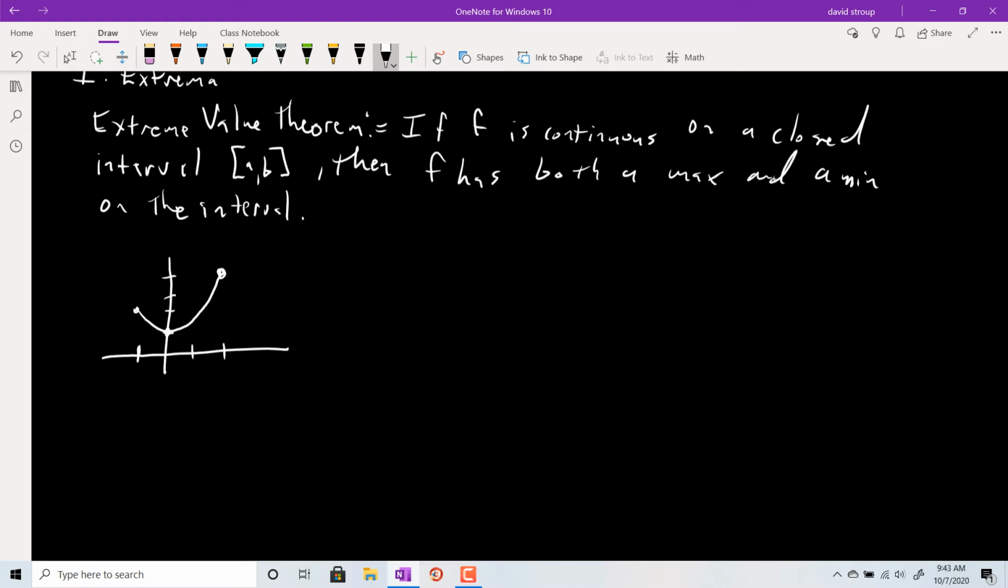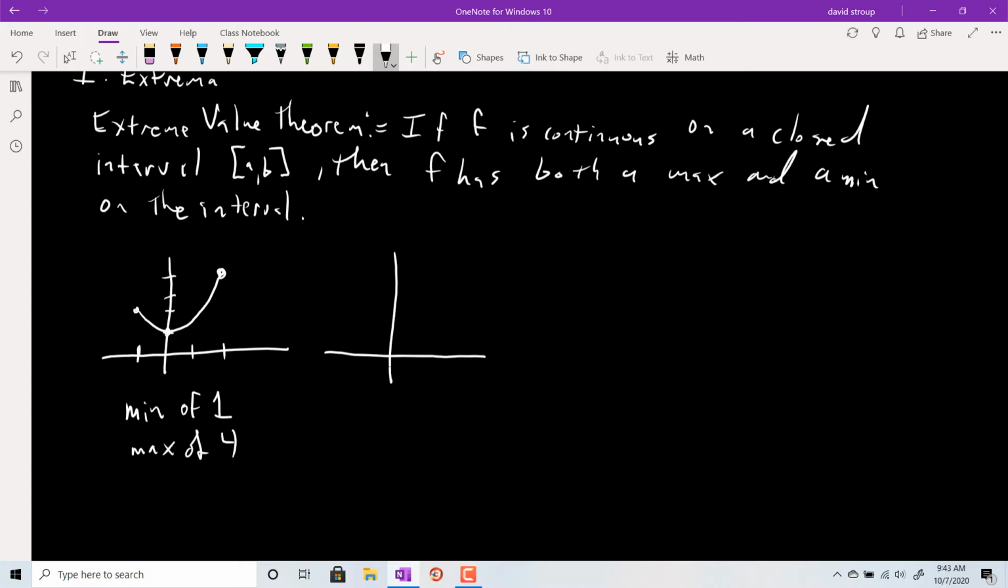So this has a minimum value of 1, and that occurs at x equals 0. So min of 1. And then it has a maximum value at this endpoint. At x equals 2, it goes all the way up to 4. Okay. So that's guaranteed to happen if you have a continuous function on a closed interval.